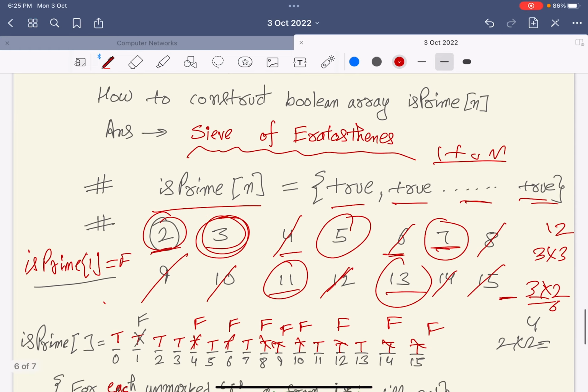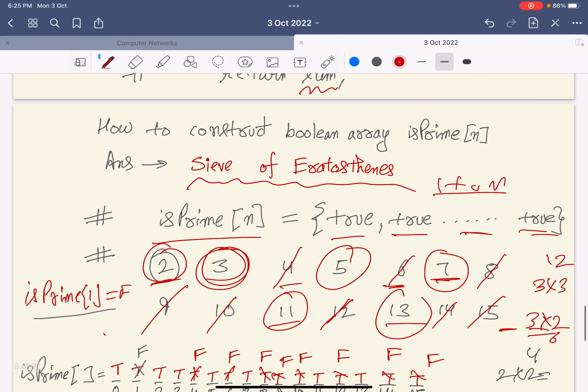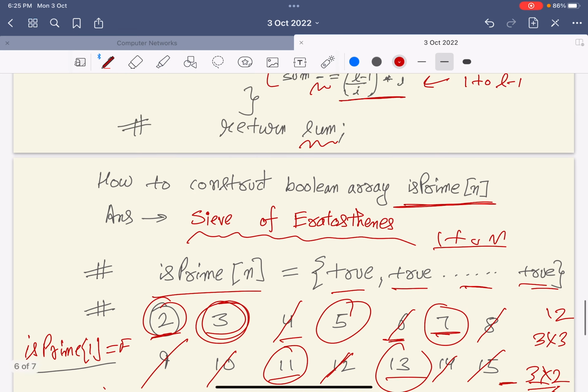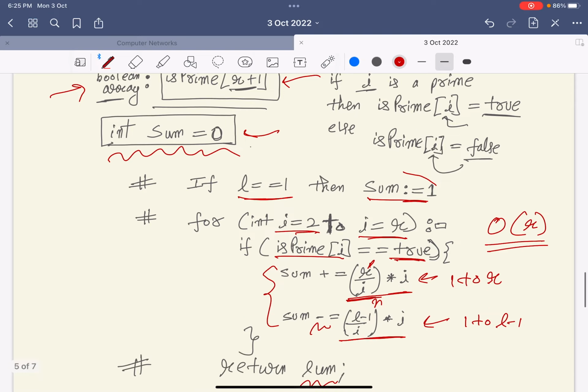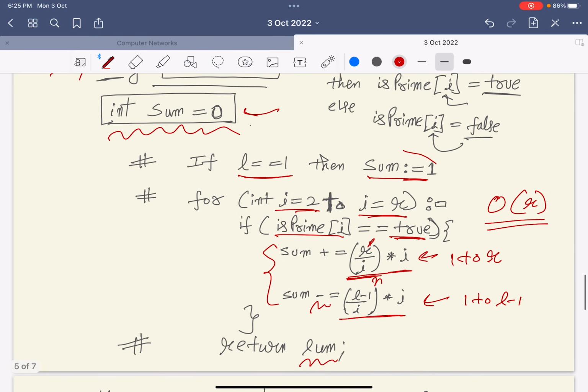So this is the way we can create our Boolean array isPrime, and after that you know how to deal with the original problem.